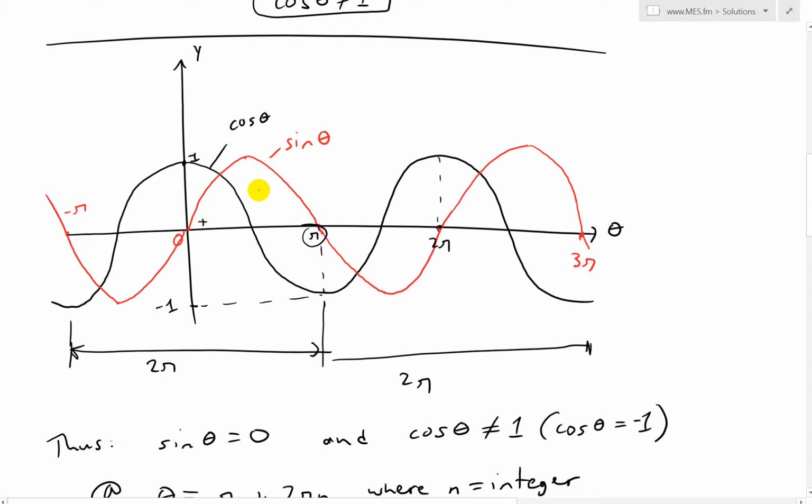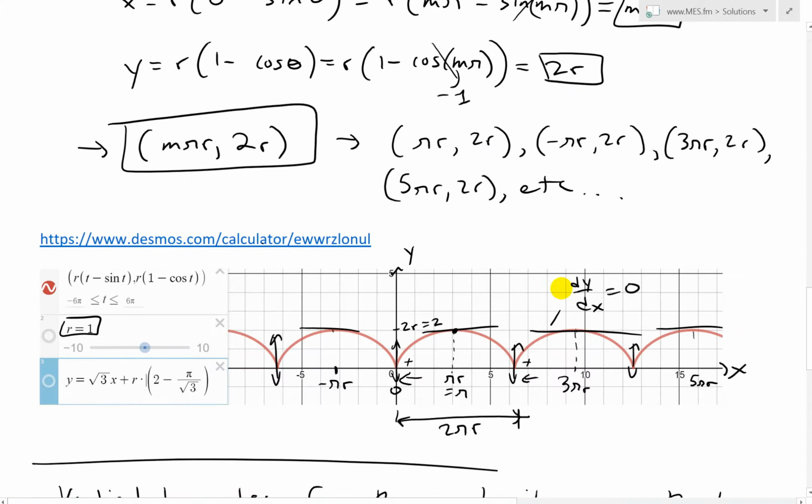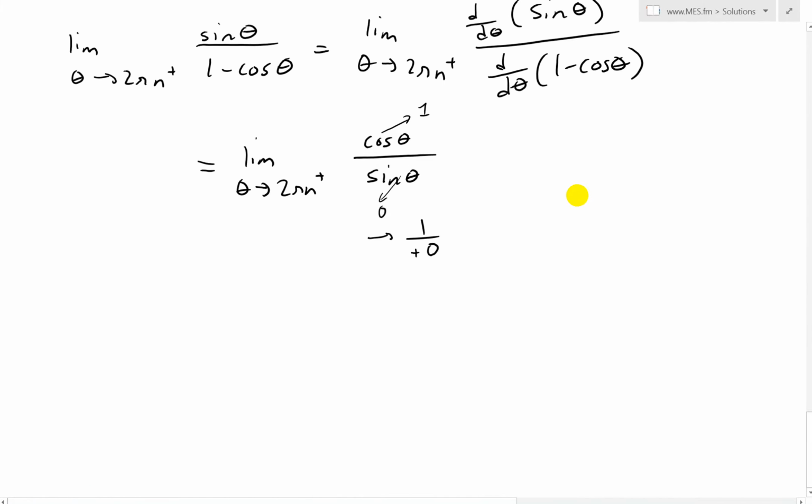We have sine is positive when it's approaching 2 pi when n is equal to 1. We have it over here, and this is positive, so we're approaching from the right. If it was from the left, we'll have a negative, like that. So what we end up having is it's approaching from the right side, and then we get a 1 over 0, which is, well, infinity, or positive infinity, like that.